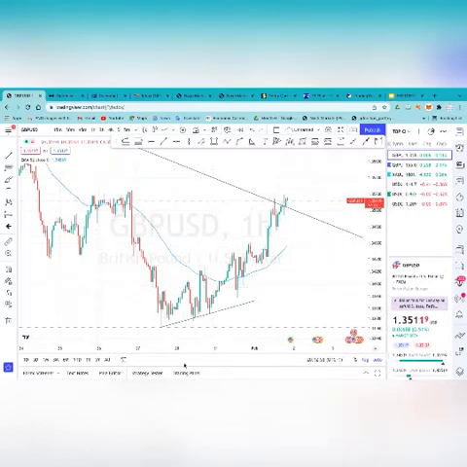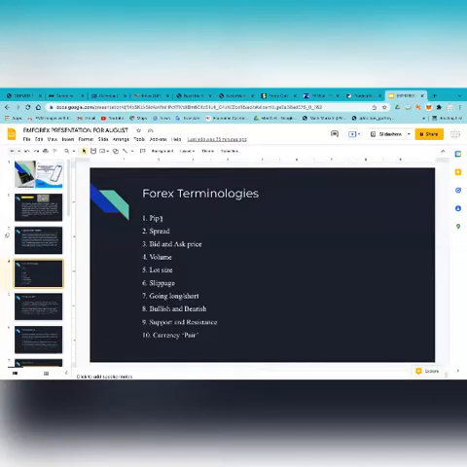The forex market has its own language, and these terminologies are what the language of the forex market is structured around. So we have the pips, the spread, the bid, the ask, the volume, the lot size, slippage, going long and going short. We have bullish market, bearish market, support and resistance, and currency pairs.